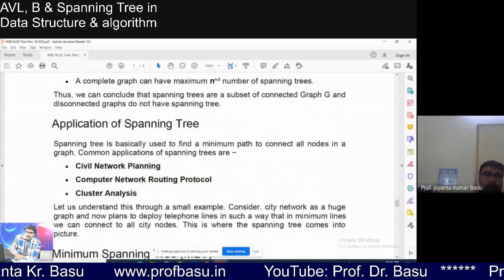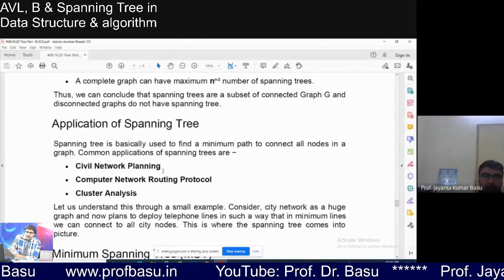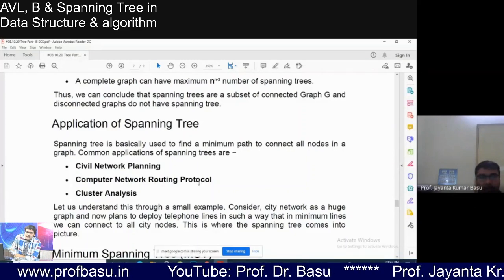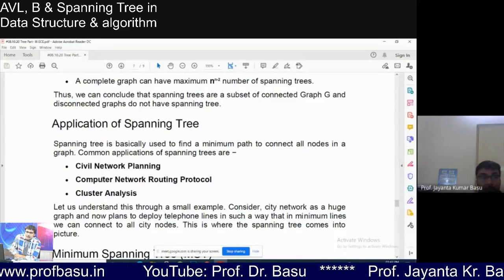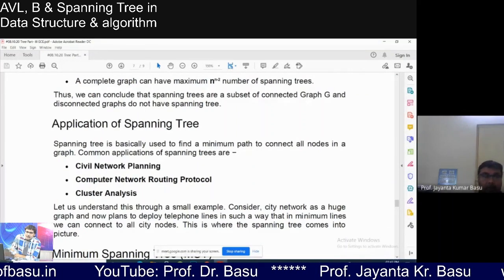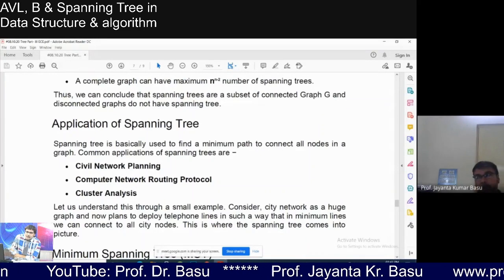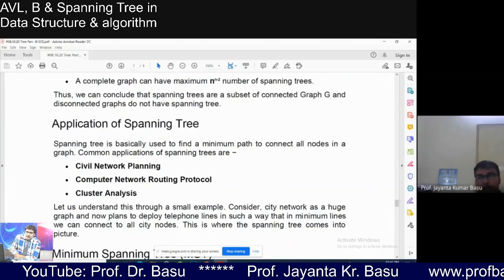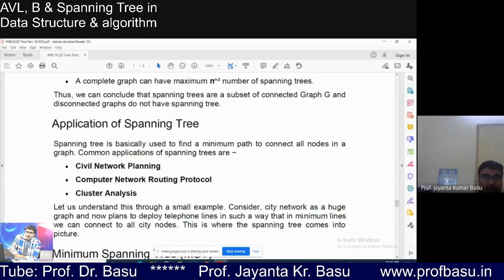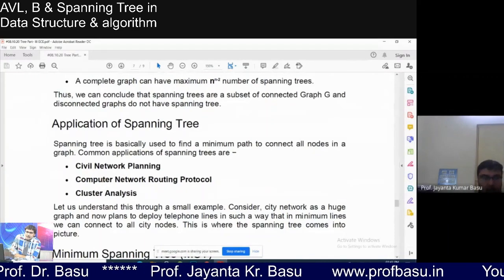Applications of spanning trees. These are the applications: civil network planning, computer network routing protocols, which you will study in computer networks. I think it is in your 4th year, right? Computer network is a subject where you will study a lot of protocols to maintain the connectivity of data from one point to another point, from one computer to another computer. So to transfer the data, we are supposed to maintain many protocols, right?